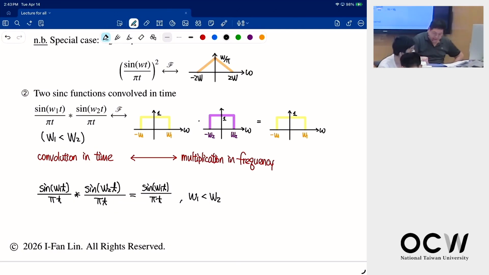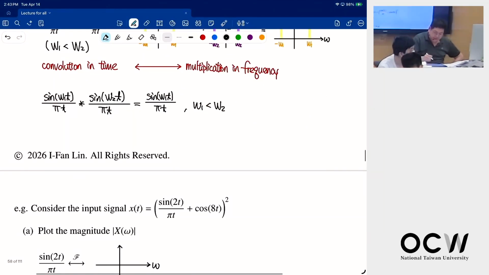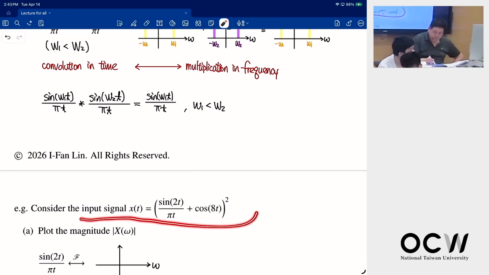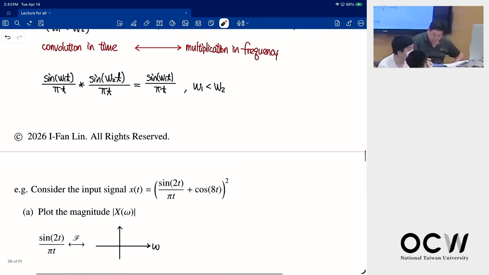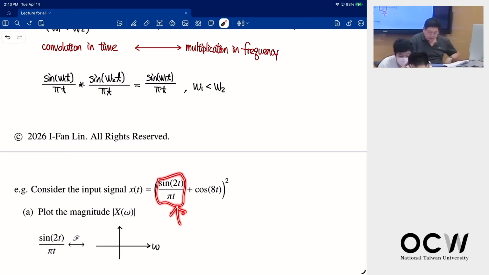Okay, here's the example. Let's consider this input signal. The signal is a sinc function plus the cosine function. So first we can plot the magnitude of the signal in frequency domain. What is the magnitude? Well, we have two parts. So at least we need to know the sinc function in frequency domain and also cosine.